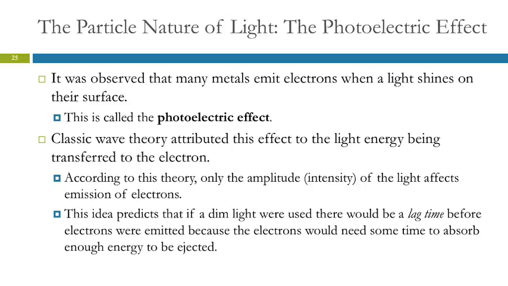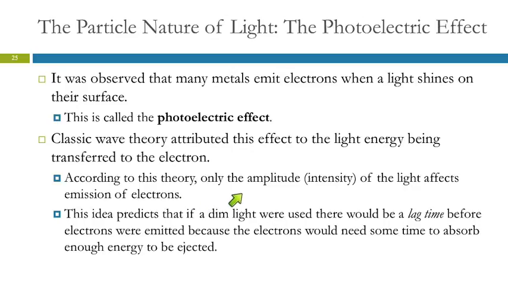Okay, so that's wave nature. Turns out that light, which we understand to be a wave, can also behave as a particle. And so, the photoelectric effect. It was observed that metals can emit electrons when a light shines on their surface, and that's called the photoelectric effect. Classic wave theory says the light energy is being transferred to the electron, and when it gets enough energy, the electron will get kicked out of the atom.